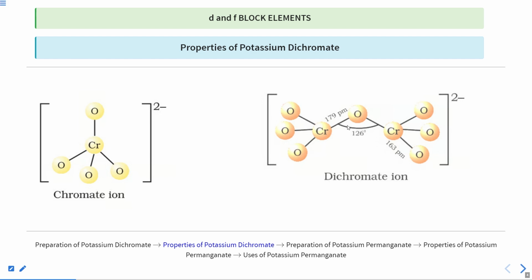So this is potassium dichromate. If I talk about this bond length, it is 179 picometer. And this bond length is 163 picometer. This means the bridging bond is longer than the terminal bonds. And the angle between these is 126 degrees. So this is the overall structure of the dichromate ion. Clear?